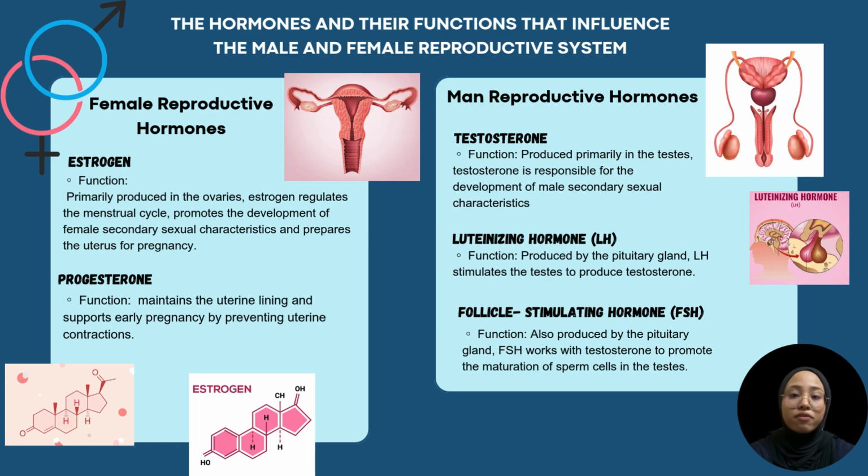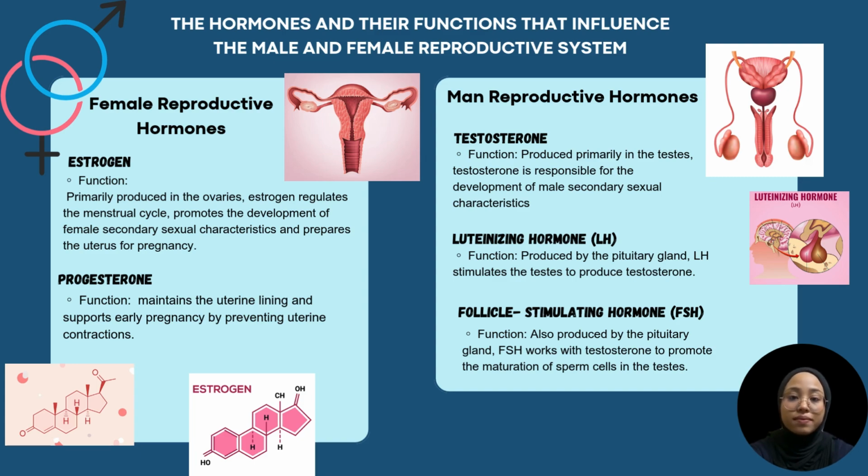While the main male reproductive hormone is testosterone. It is produced primarily in the testes. It is also responsible for the development of male secondary sexual characteristics. After that, LH hormone is produced by the pituitary gland, and it also stimulates the testes to produce testosterone. And lastly is FSH hormone. It's produced by the pituitary gland, and it also works with testosterone to promote the maturation of sperm cells in the testes.